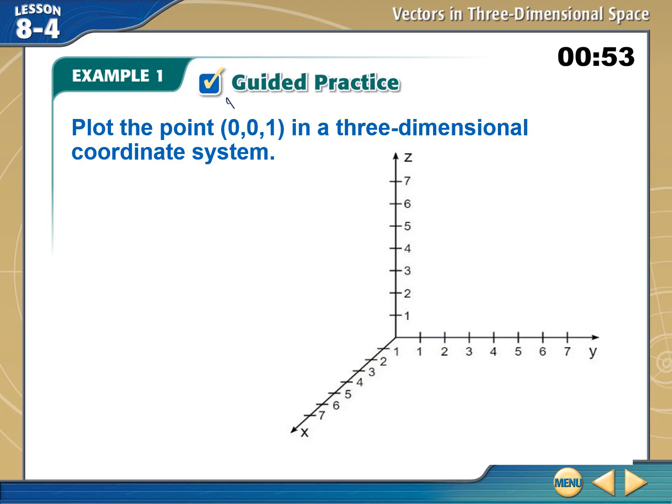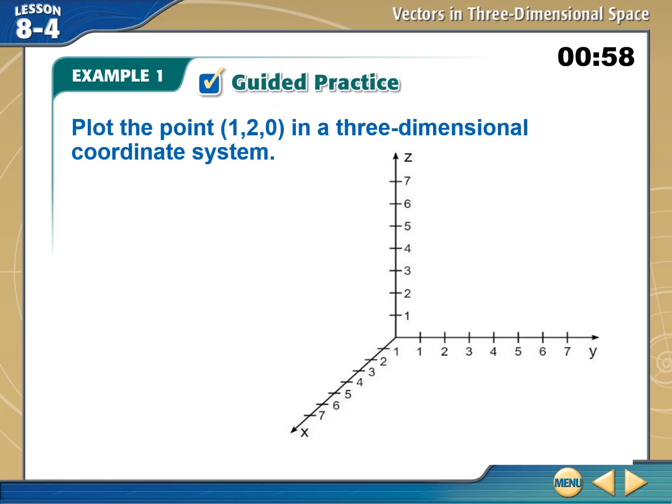The x coordinate is 0, the y coordinate is 0, and you only have to show the coordinate 1 on the z-axis. On the z-axis, the coordinate 1 is on the vertical line over here.